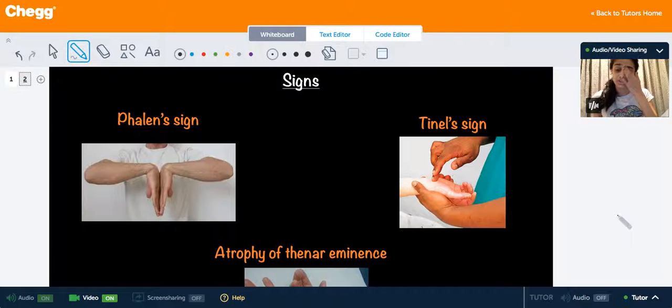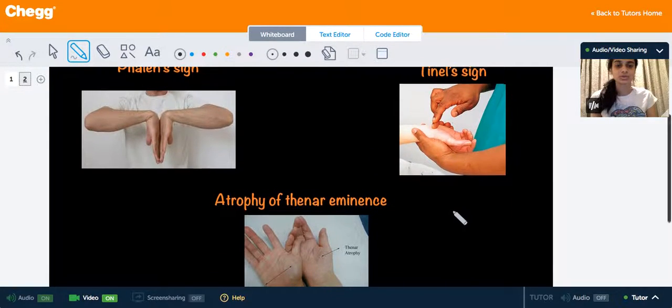As you can see in the picture, the patient is instructed to completely flex the wrist at 90 degrees. And after about a minute or so, in a positive Phalen sign, the patient will start complaining of pain and tingling and numbness. Tinel sign is another sign. To elicit this sign, first of all, you tap on the wrist, and the tapping is going to reproduce the symptoms of CTS, which is again pain and tingling. And if that happens, that's basically a positive Tinel sign.